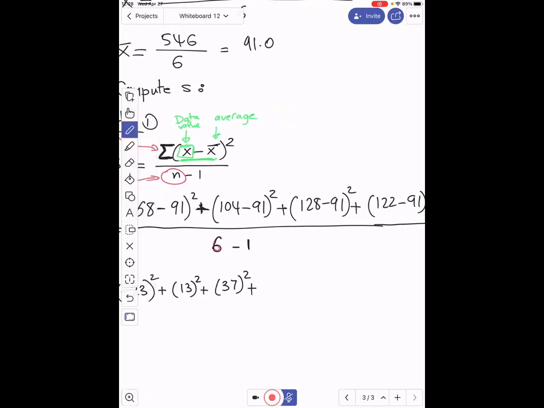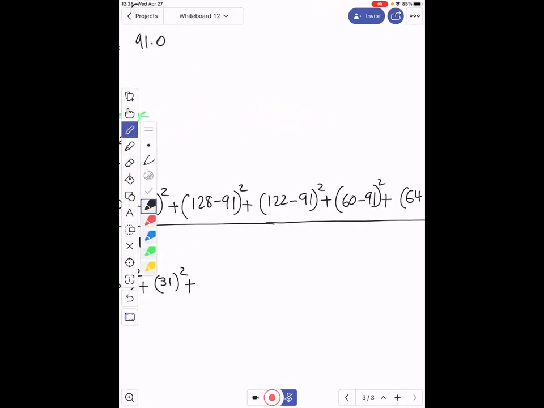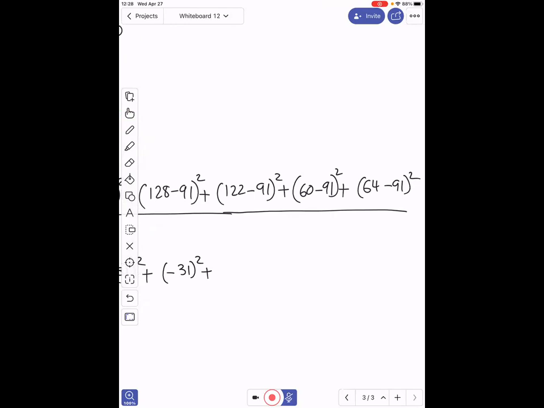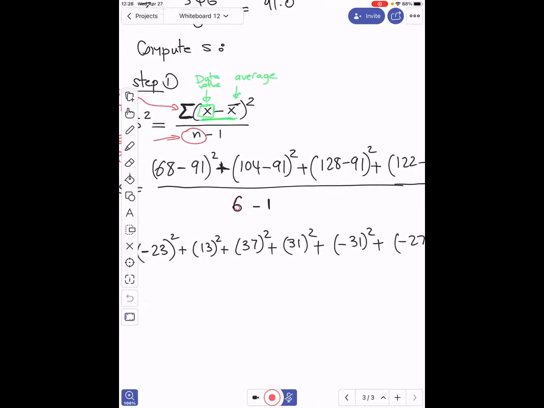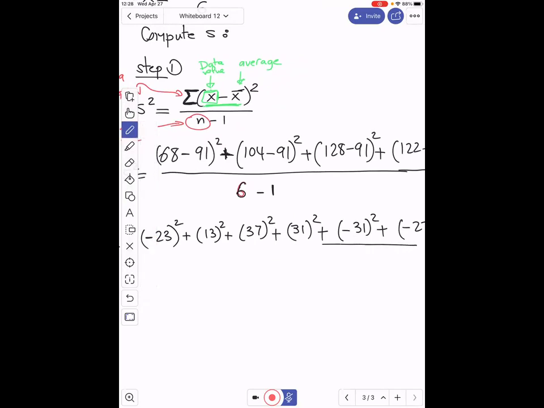So that's 31, and then there is a square, plus 60 minus 91, which is negative 31 squared. And finally, plus 64 minus 91, which is negative 27, negative 27 squared. All right, and then this whole thing divided by 5, right? 6 minus 1 is 5.